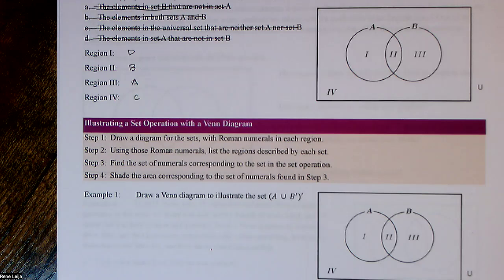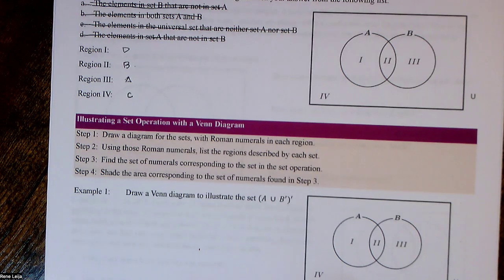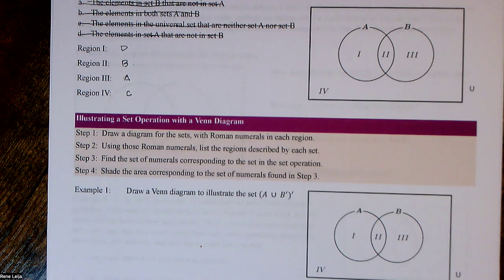All right. Now it says illustrating a set operation with Venn diagrams. So step 1, draw a diagram for the sets with Roman numerals in each region. Step 2, list the regions described by each set. Step number 3, find the set of numerals that correspond to the set in the set operation. And then number 4, shade the area corresponding to the set of numerals found in step 3. Okay. That sounds like a whole lot to do, but we're going to do this a little bit easier. Okay, so here's what I'm going to do.